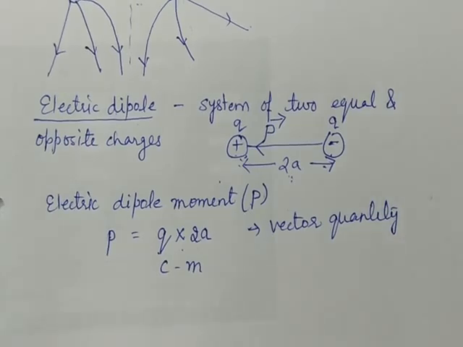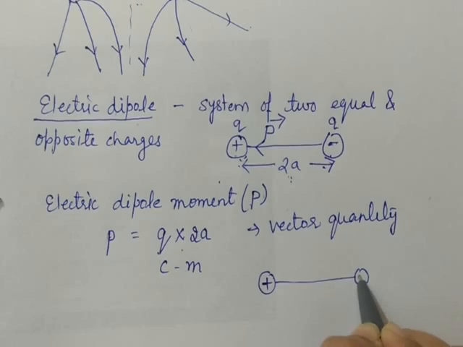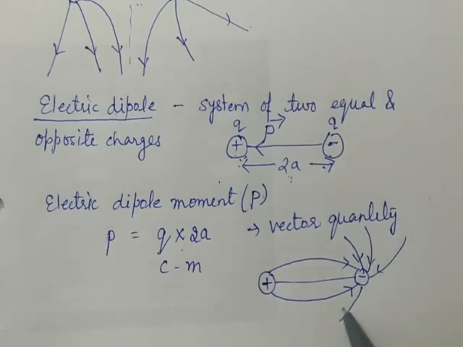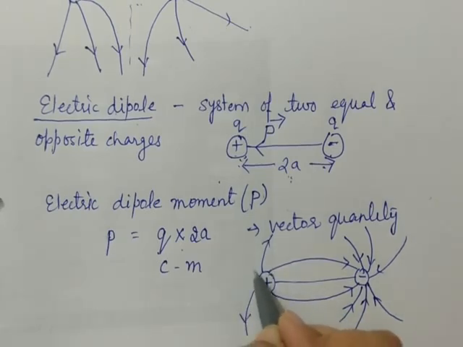So if we draw electric field lines for a dipole, they go from positive to negative, here they go from the positive to the negative charge and they all come like this. And from the positive charge they move out this way.